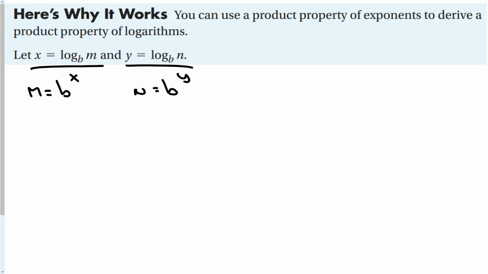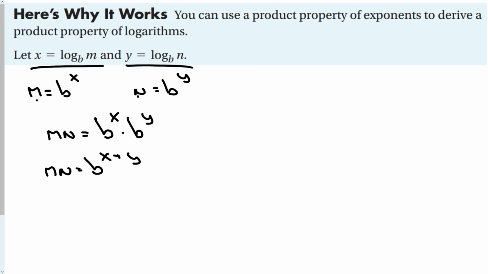Okay, so then let's take these two and multiply them together. Because of this equality rule, we can just multiply these two together. It would be the same thing, right? m is b to the x, n is b to the y. Multiply them together, we get the same thing on both sides. Now if we use the product property of exponents, m times n, same base, we add these exponents together.